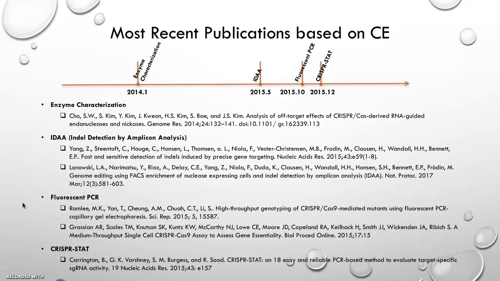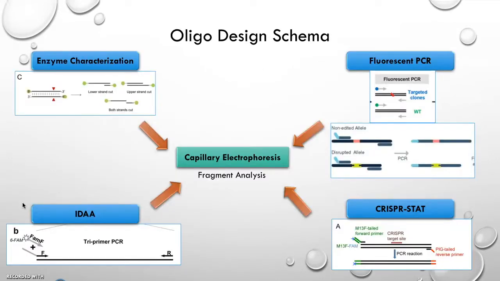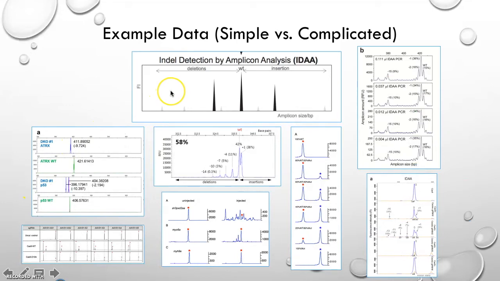Now let us explore more details about CE-related approaches. Here are the most recent publications, including the methods from enzyme characterization, IDAA, fluorescent PCR and CRISPR-STAT. Here is the summary of oligo design schema from the above listed publications. No matter what the difference of the design, they all finally go through CE instruments for fragment analysis. Here are some examples of data output from CE instruments from the listed publications.